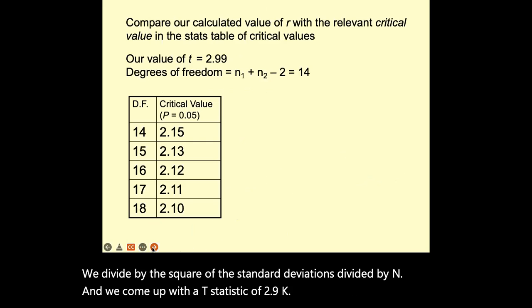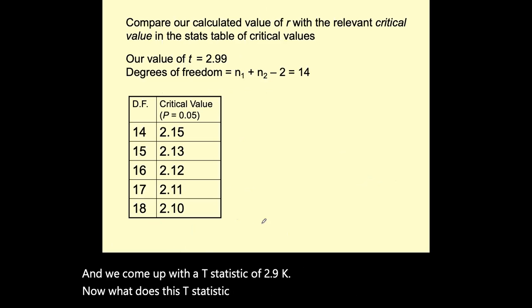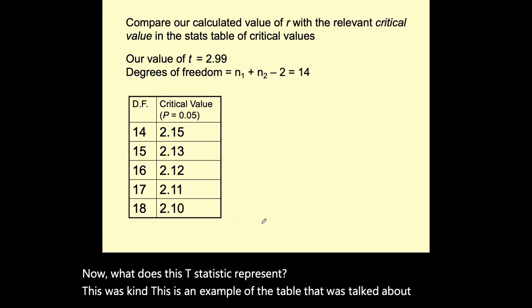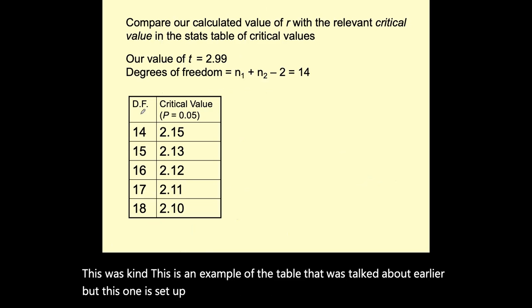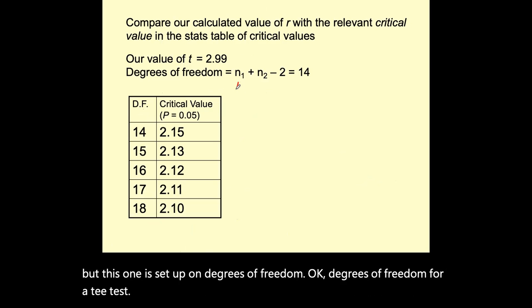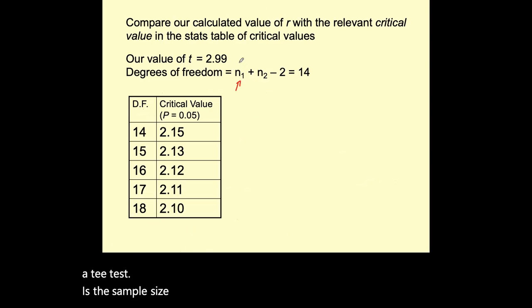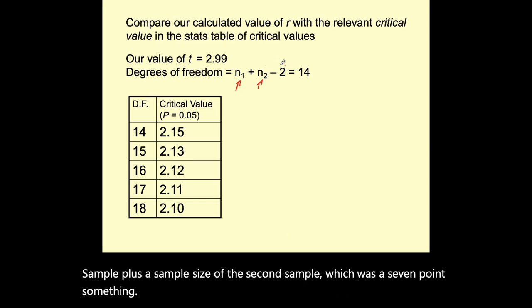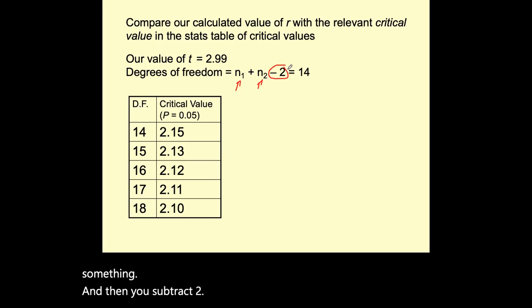Now, what does this t statistic represent? This is an example of the table that was talked about earlier, but this one is set up on degrees of freedom, okay? Now, degrees of freedom for a t-test is the sample size of group 1, so this would have been the pH of 5 point whatever sample, plus the sample size of the second sample, which was the 7 point something, and then you subtract 2. And you come up with 14 degrees of freedom, okay?